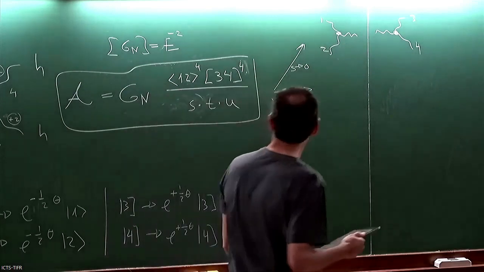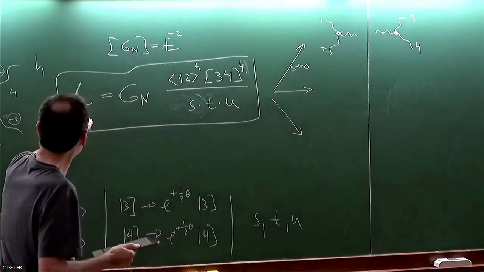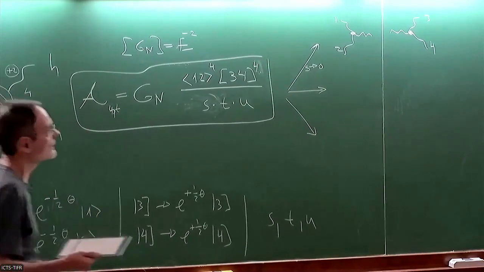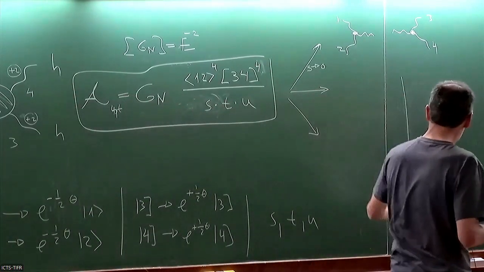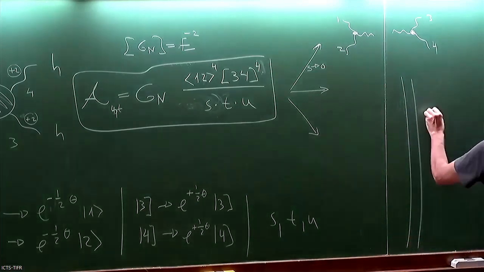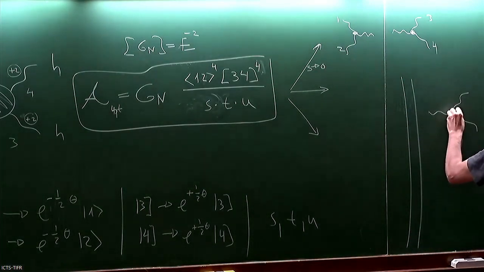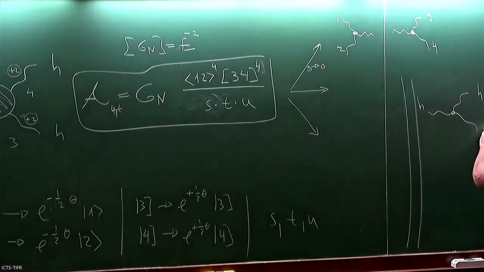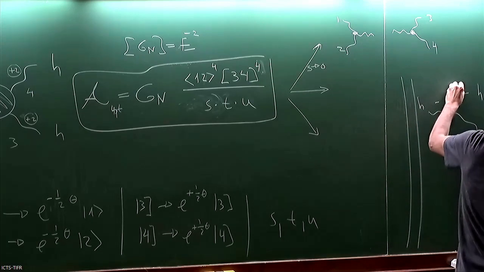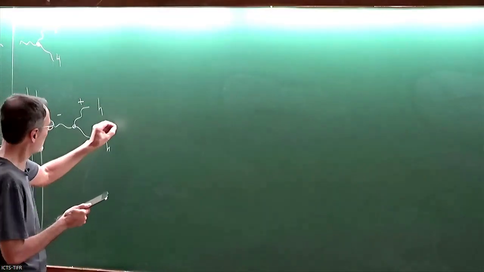And now you could go back, because we started with the 4-point amplitude. But of course, we could have looked at the graviton 3-point amplitude. In fact, it's very simple to write, because what is the difference between a graviton and a photon?